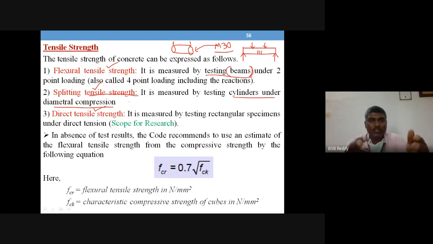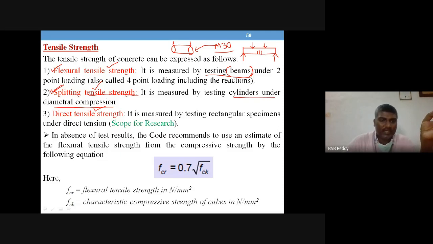Okay, so these two, the second one we will be doing extensively in our laboratory, and the flexural tensile strength sometimes by a PG student, maybe a research scholar, rarely by a UG student. Okay, so split tensile strength is very common.